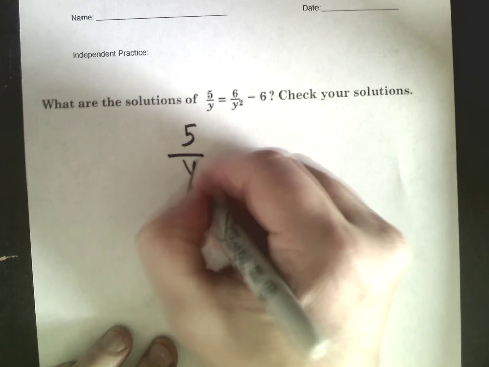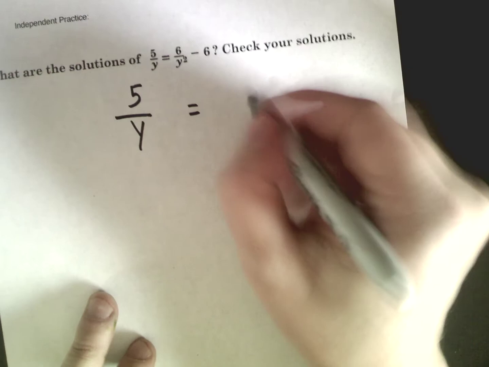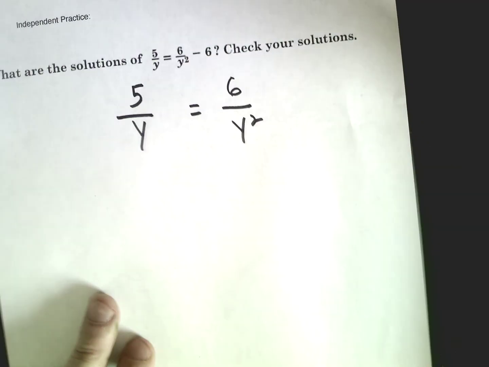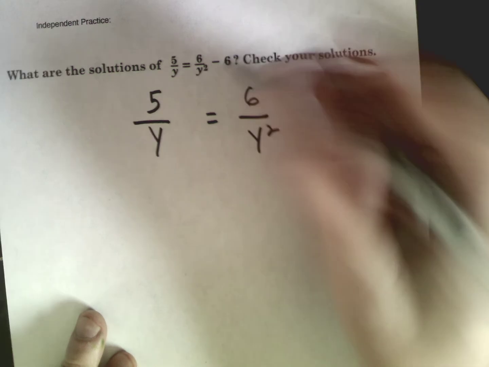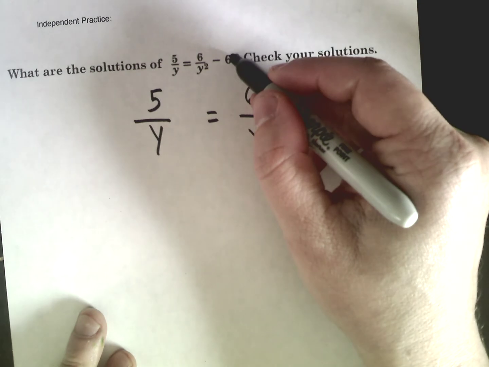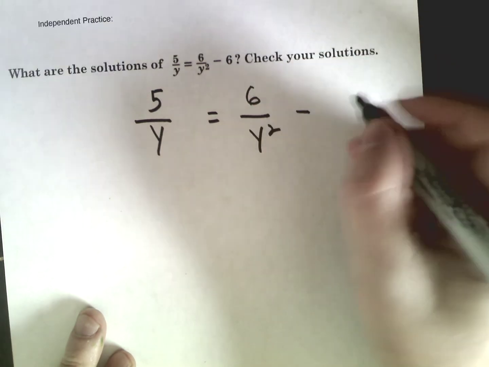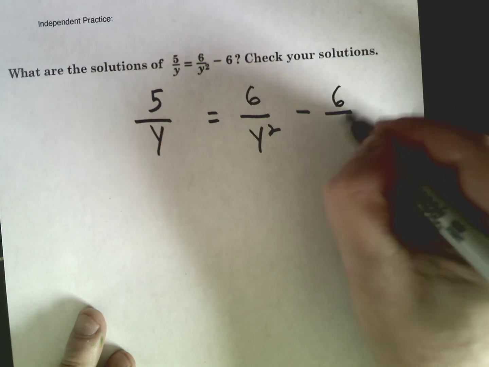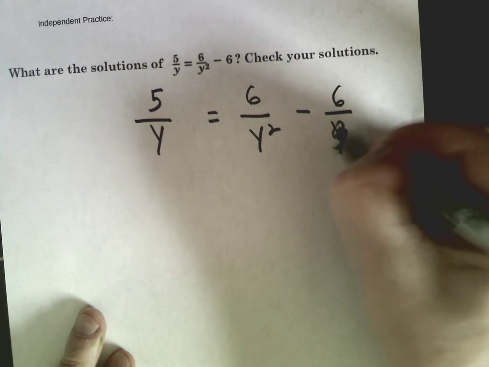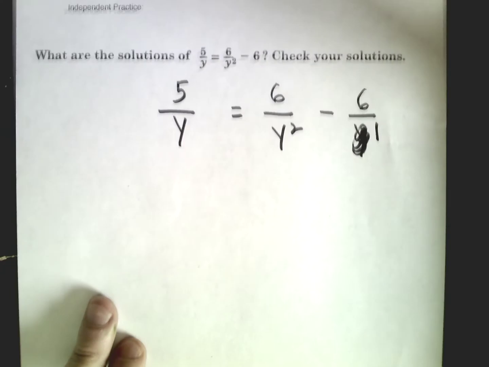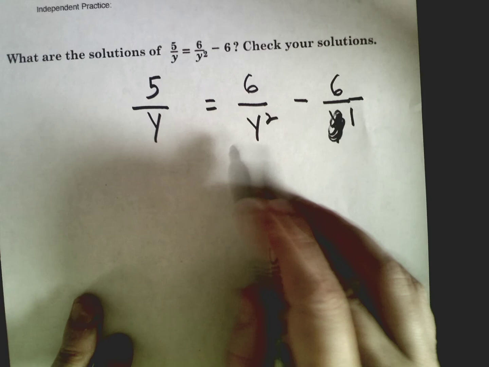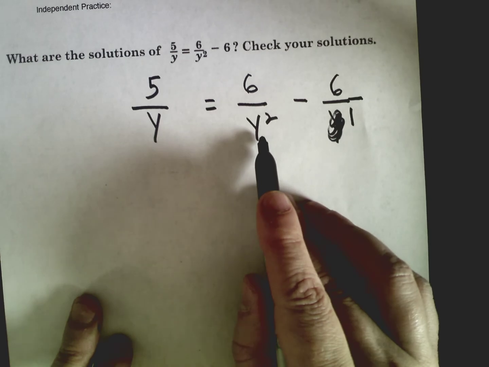5 over y equals, remember, lots of space between these, 6 over y squared. Now negative 6, I'm going to change it to a fraction because they all have to have the same denominator, but 6 is really just 6 over 1. Now, to fix this problem, I've got to make all of these y squared.